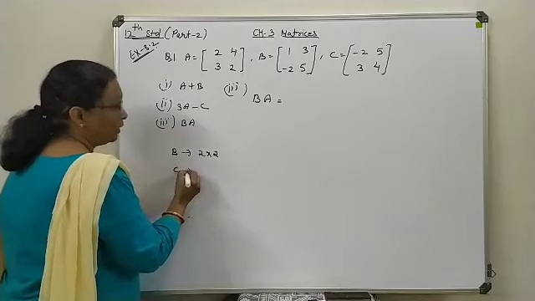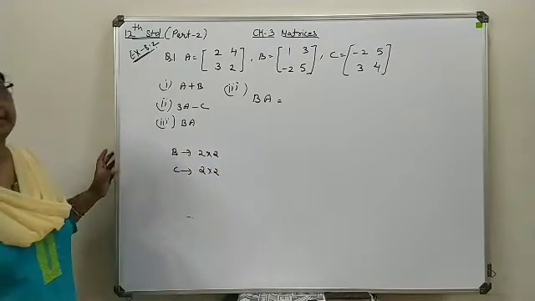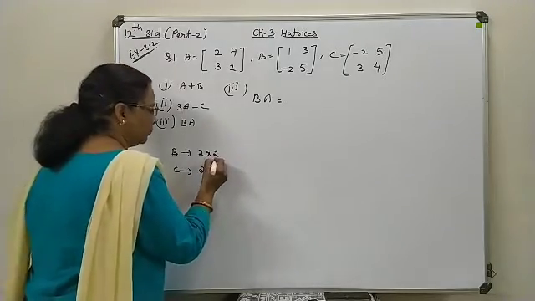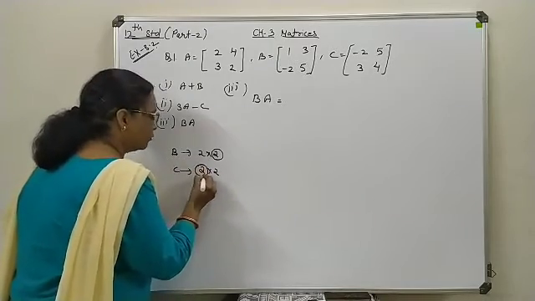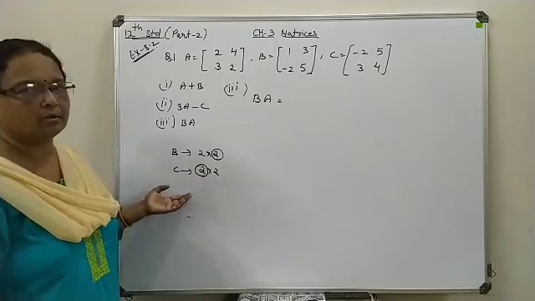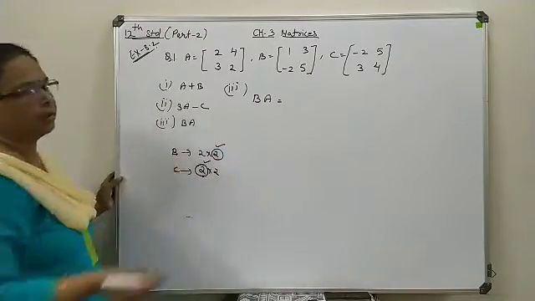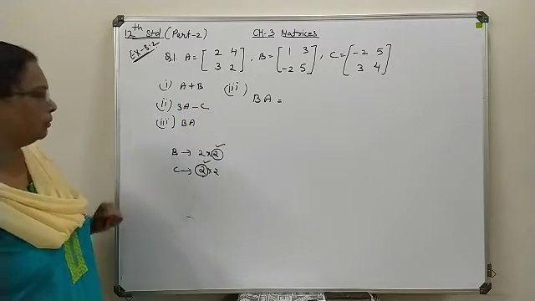Matrix C also contains the same order. For multiplication of two matrices, you have to check that the number of columns in the first matrix should be the same as the number of rows of the second one. Here it is a square one, so easily you can say that these two are met. So you can go for B cross A, or B multiplication with A.